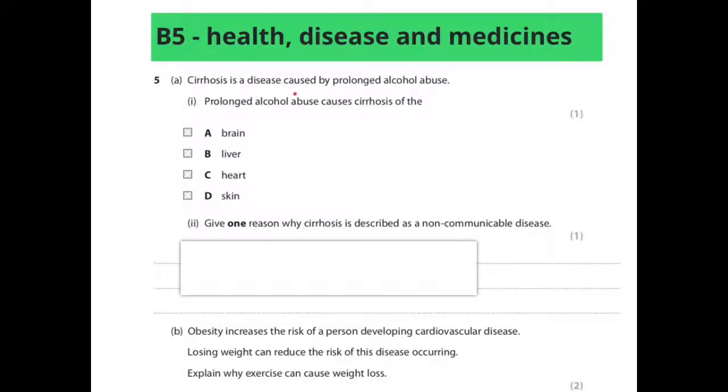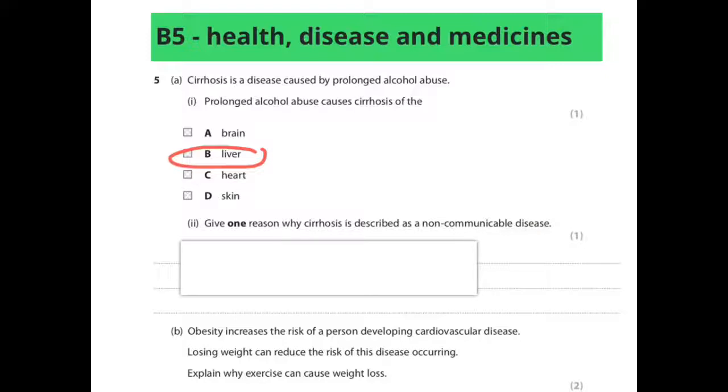Cirrhosis is a disease caused by prolonged alcohol abuse. So cirrhosis is basically when scar tissue forms when tissue of an organ is damaged. And it's probably fairly common knowledge that alcohol damages your liver, so it causes cirrhosis of the liver. Then it says, give one reason why cirrhosis is described as a non-communicable disease.